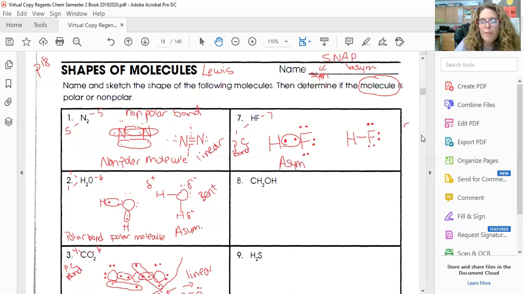And remember, SNAP, symmetrical, nonpolar, asymmetrical, polar. So this is asymmetrical. So that means it's going to be polar, right? Because polar means different. It means I have a partial charge. I have a partial negative charge on the fluorine. Because remember, all the electron pull is stronger towards the fluorine. So more negative on this side. That gives us this partial positive on that side.